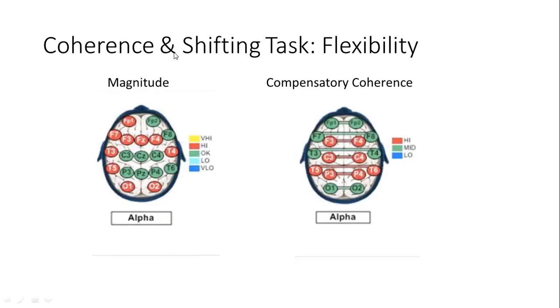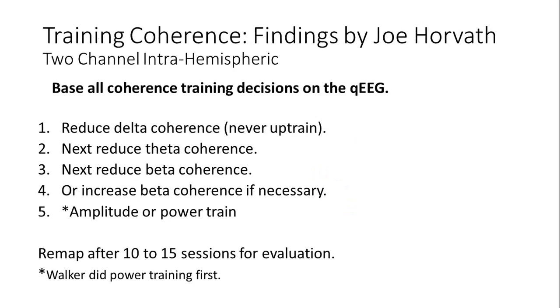So we can see coherence and shifting of task, flexibility are related. If you have a lot of alpha coherence, you can see that there's a lot of compensatory coherence typically at the same time. And when these two occur, if you look at a questionnaire, which we have in our system, saying, do you have problems with multitasking or shifting tasks, you'll see there's a significantly correlated relationship between elevated alpha and alpha coherence and difficulty shifting task, which often means they're also uncomfortable shifting from one situation to another.